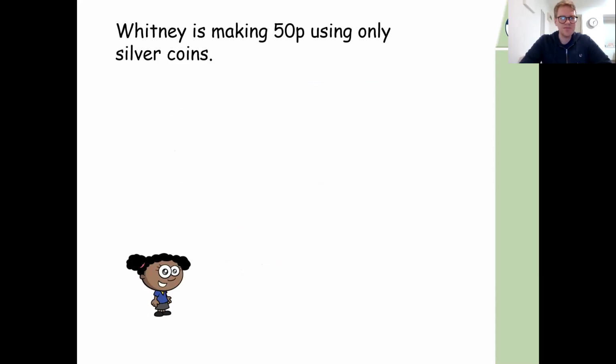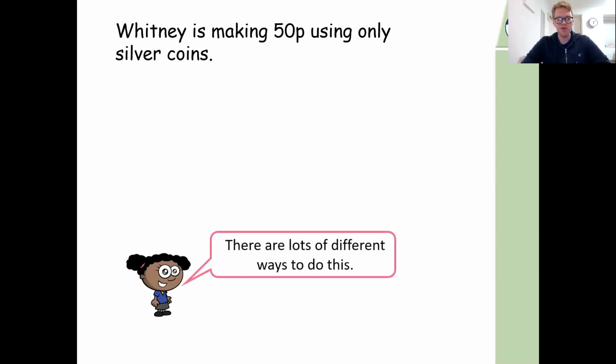Whitney's back today. Whitney is making 50p using only silver coins, and there are lots of different ways to do that. Can you draw for me some of the different ways Whitney could make 50p using only silver coins? So get a pen and paper, pause the video here and jot down some of the different ways she could do it.